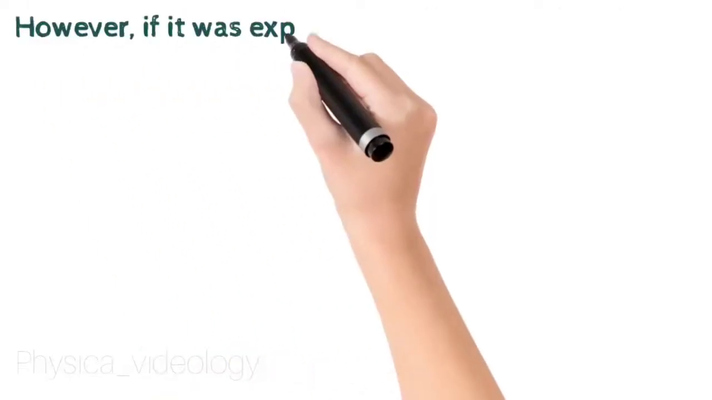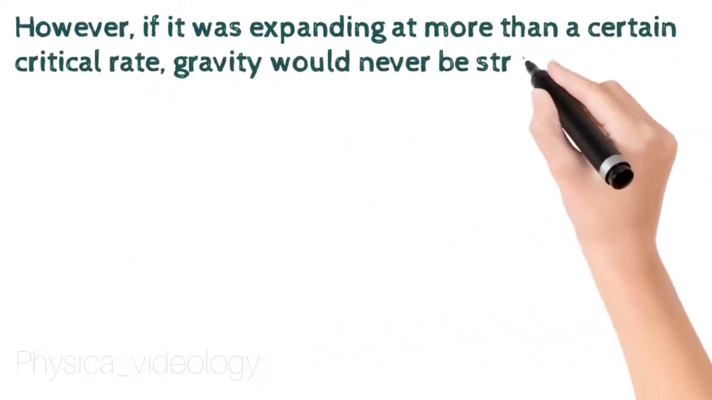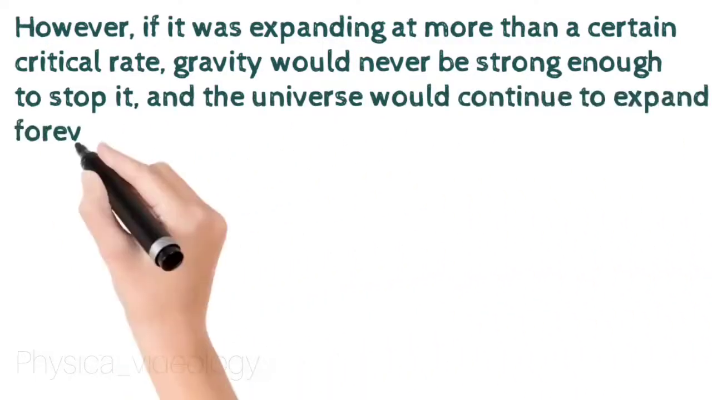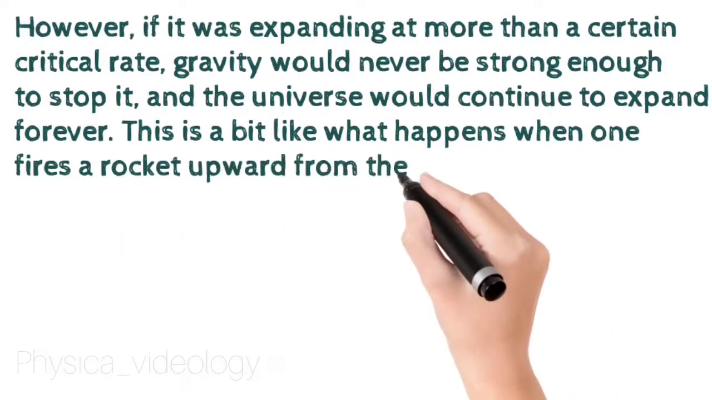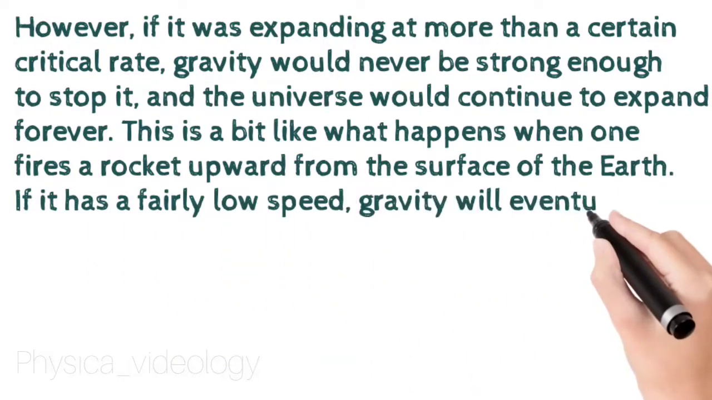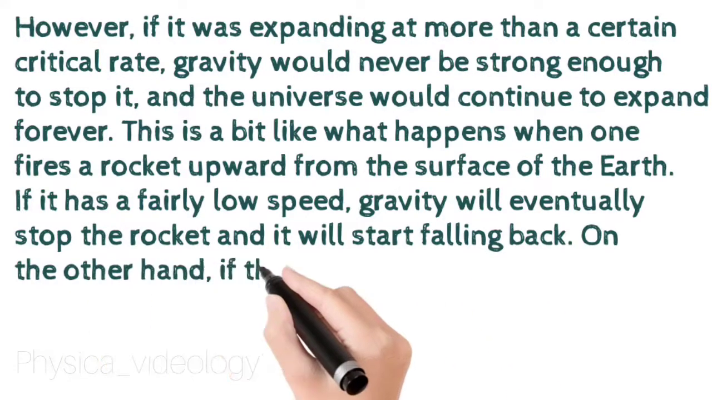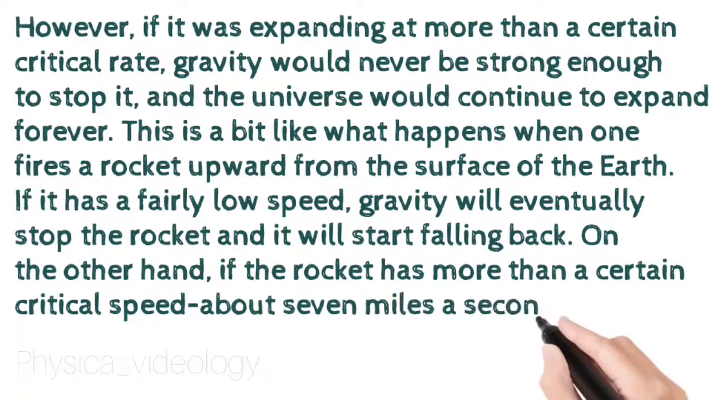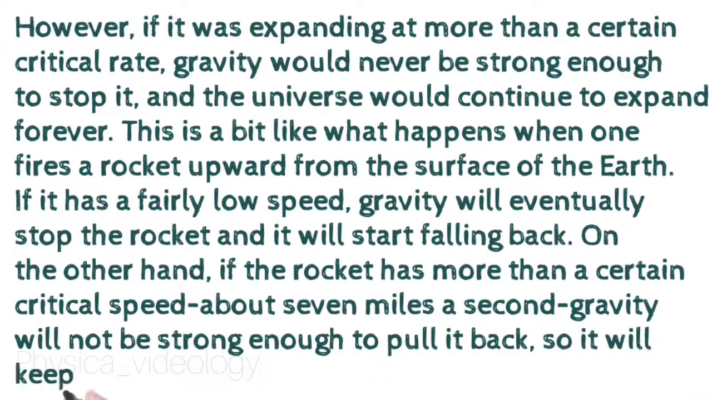However, if it was expanding at more than a certain critical rate, gravity would never be strong enough to stop it, and the universe would continue to expand forever. This is a bit like what happens when one fires a rocket upward from the surface of the Earth. If it has a fairly low speed, gravity will eventually stop the rocket and it will start falling back. On the other hand, if the rocket has more than a certain critical speed, about 7 miles a second, gravity will not be strong enough to pull it back, so it will keep going away from the Earth forever.